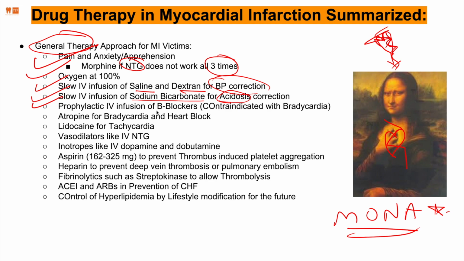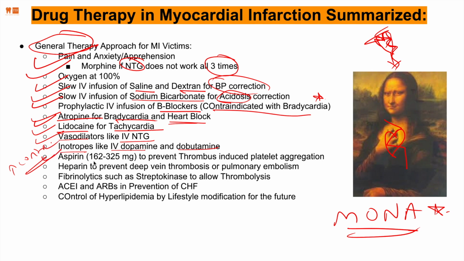Okay. Prophylactic IV infusion, beta blockers. Contraindicated with bradycardia cases. Atropine can be given for bradycardia and heart failure cases, heart block cases, to increase the heart rate basically. Lidocaine can be given for tachycardia cases. If there's tachycardia, you give lidocaine. Vasodilators like IV nitroglycerin can be offered. Inotropes such as IV dopamine and dobutamine, because the heart stops, right? Cardiac arrest. Inotrope is increase in contraction. So inotropes like IV dopamine, dobutamine can be given to jumpstart the heart.